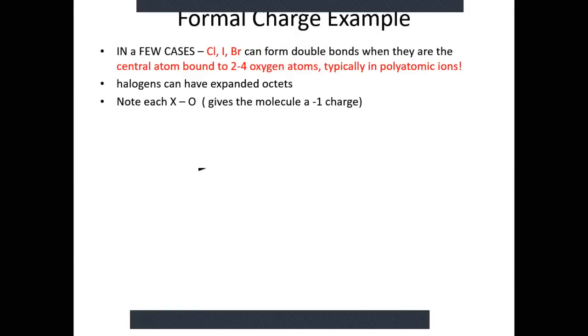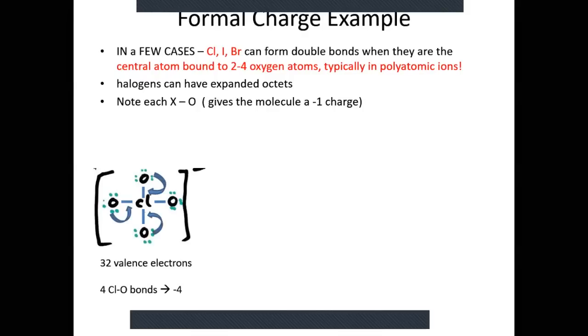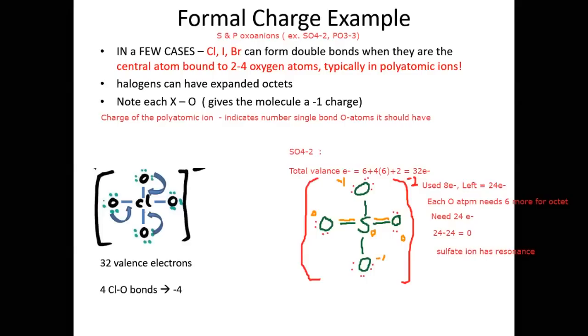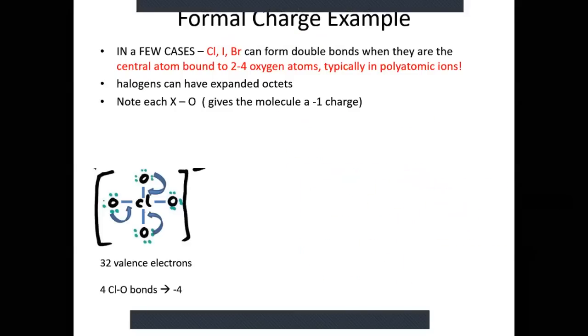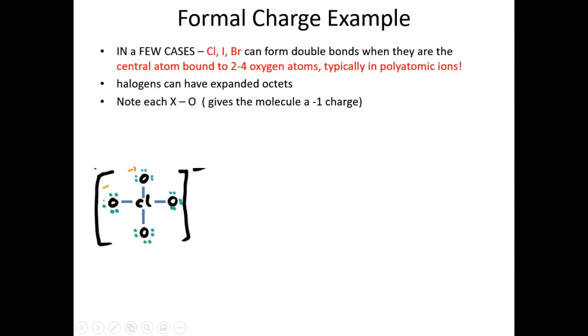So now let's look at a halogen. So perchlorate, based on octet rules, you would draw it like this. What would happen is that, if we drew it like this, each oxygen would have a negative one charge, because they're all single bond oxygens. And chlorine would have a plus three charge, so that your overall charge is negative one.